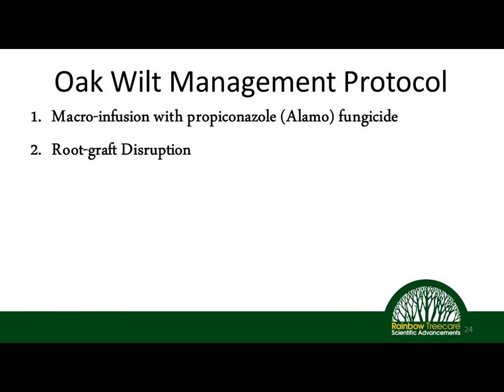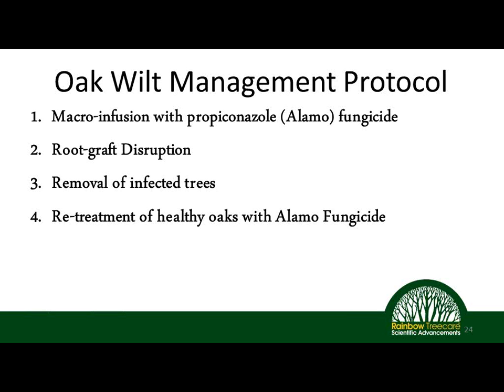After we do that, we're going to perform root graft disruption. We're going to remove the infected trees from the area. We're then going to retreat healthy oaks with Alamo fungicide in subsequent years and monitor for future oak wilt outbreaks in the area. We're going to go through each of these in greater detail now.